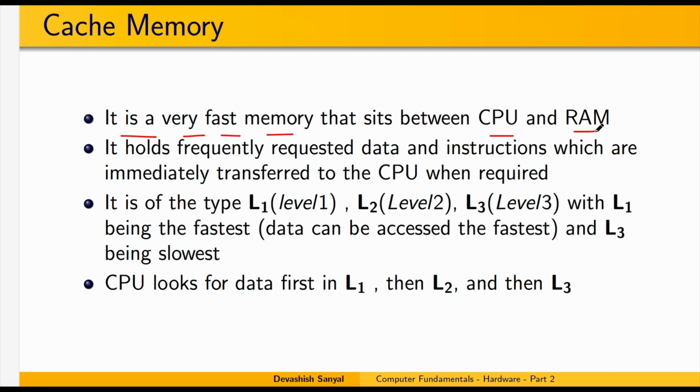These are circuits, and what is their function? They hold frequently requested data and instructions which are immediately transferred to the CPU when required. So whenever the CPU requires data very frequently, those kinds of data are stored in the cache memory, and from there those data are accessed, and that access time is very fast.